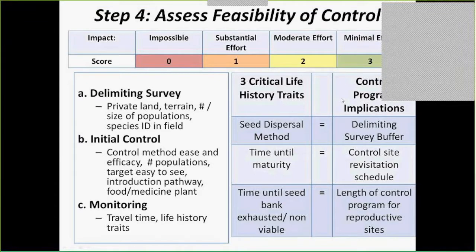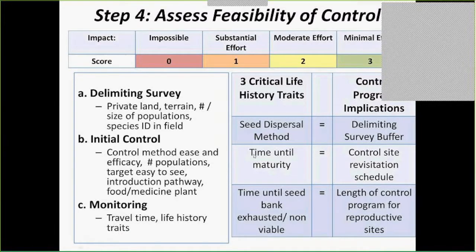plan a control program. So the first one is seed dispersal method. That's important because it would help determine your delimiting survey buffer. So whether it's wind dispersed or gravity dispersed or something like that.